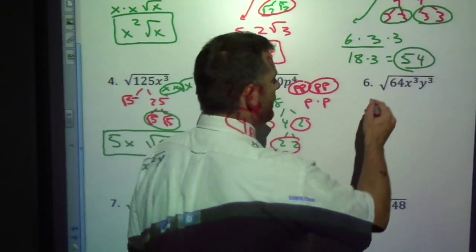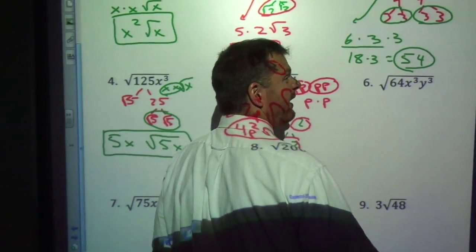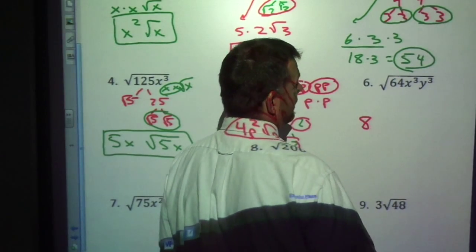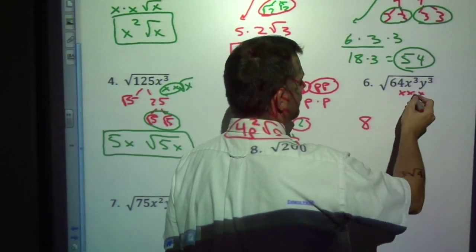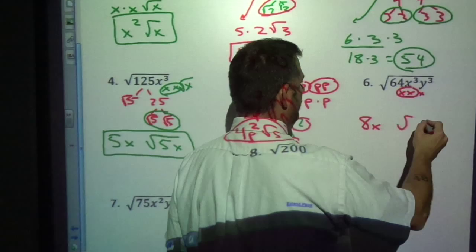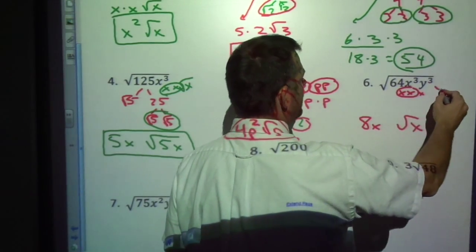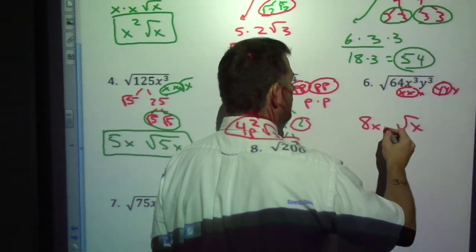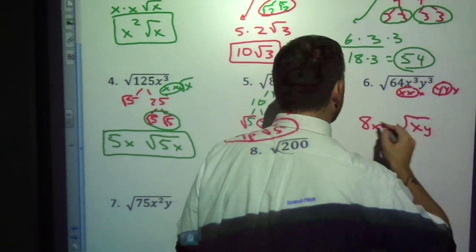Number 6. Square root of 64, I know that. That's 8. That's the best way. Now we've got 3. That makes 1 with 1 left over. I've got 3. That makes 1 with 1 left over.